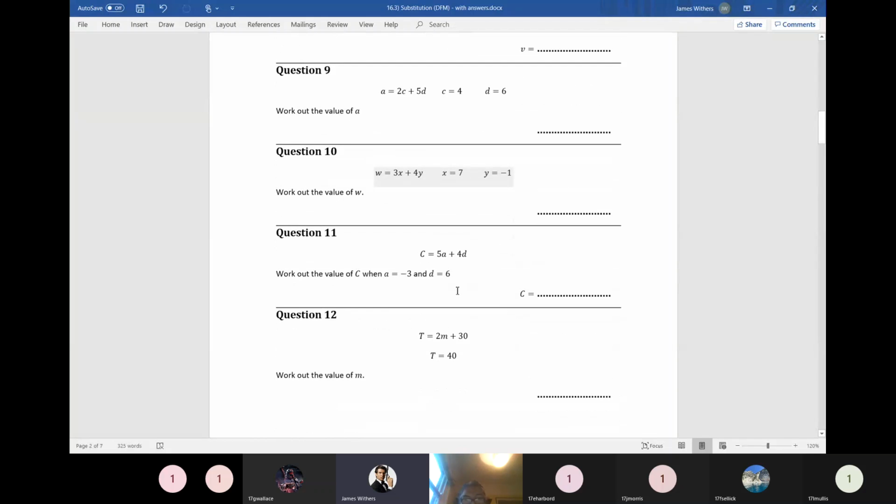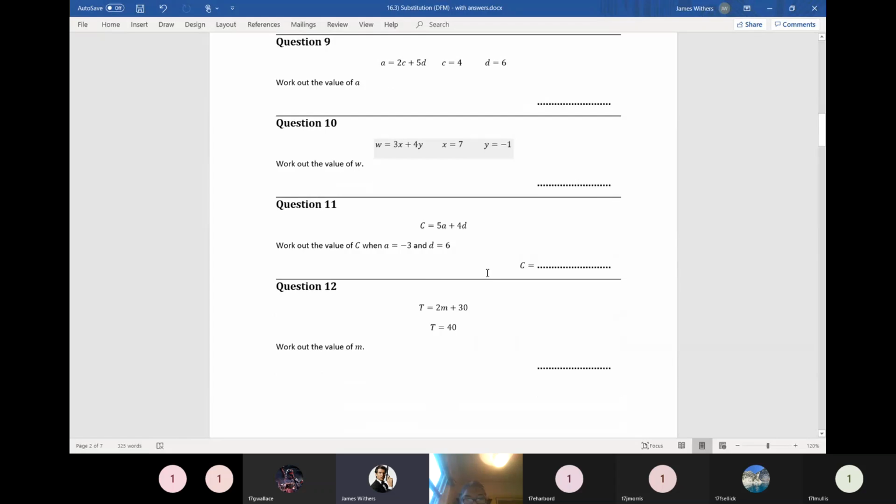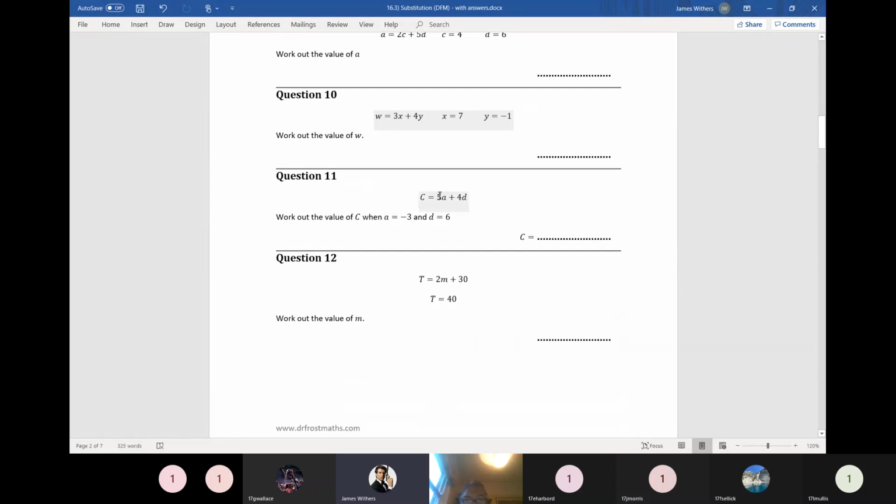Number 11, I think that's probably just starting to have negatives creeping in. Remember, 5a means 5 times whatever a is. Now, because a is a minus, remember when it's a positive times a negative number, you get a negative number. So 5 times minus 3 will be minus 15.